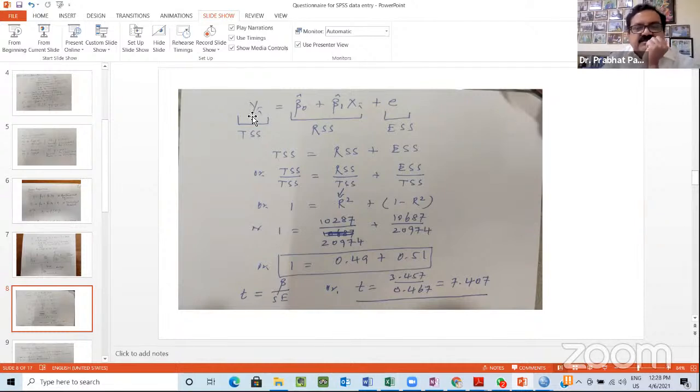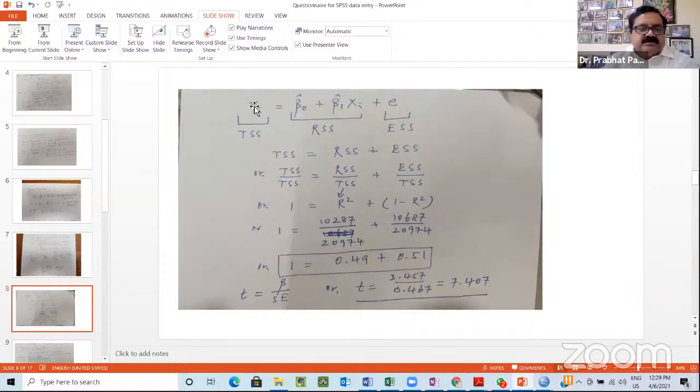So the total change in y, that is the dependent variable, can be called the total sum of squares. If you explain it in terms of ANOVA, it will be called the total sum of squares, right? And the total sum of squares, that is TSS, is divided into two parts. One is called the regression sum of squares, that is RSS. The regression sum of squares is the one which is coming from the regression, that is the model that you have created. And the second part is called the ESS, that is error sum of squares. The error sum of squares actually comes from e, the part which is explained by e.